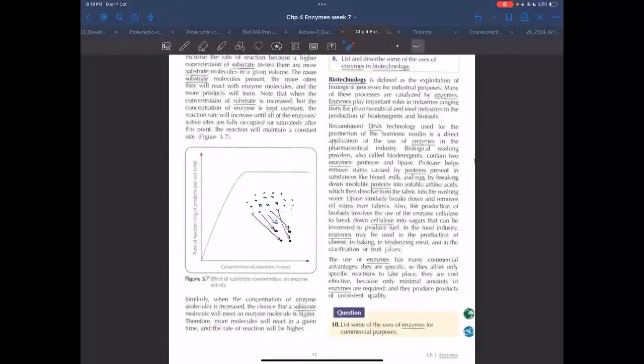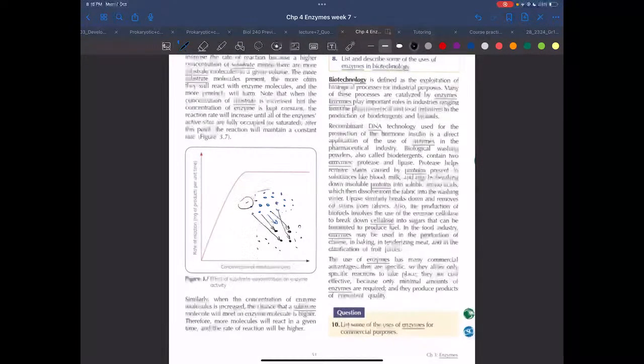And it's the same thing when I increase the concentration of the enzymes. Of course, if I increase the concentration of the enzymes, so I have more enzymes, now the substrates can interact with these enzymes and the reaction rate will increase.